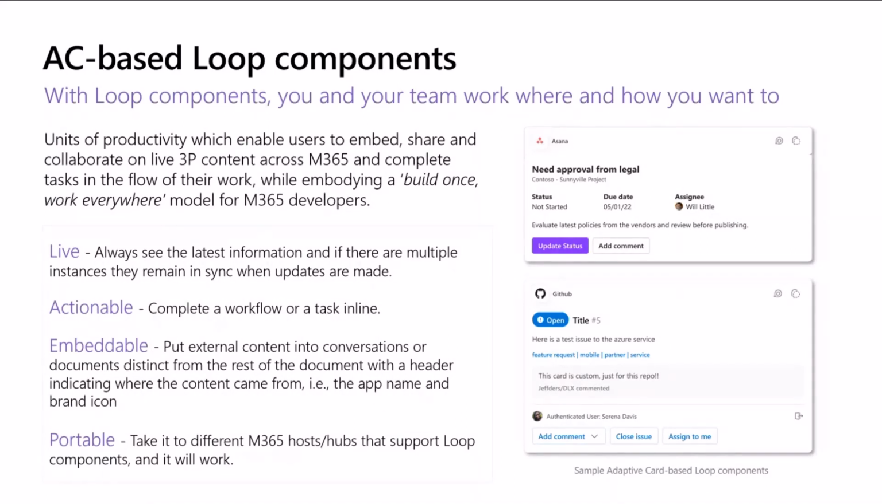The third one is embeddable, which means that the content needs to be part of the context, for example, part of the email body or part of the chat over which certain ideas are being discussed. And the last one is portable, which means that the content should be portable across Microsoft 365 hosts that support Loop components. And these components should just work, even if these are, let's say, in Teams or Outlook. On the right, we have just 2 examples of Asana, GitHub, and some sample adaptive card-based Loop components that we had designed with these partners. But I think a lot of things will get clear once I present the recorded demo.